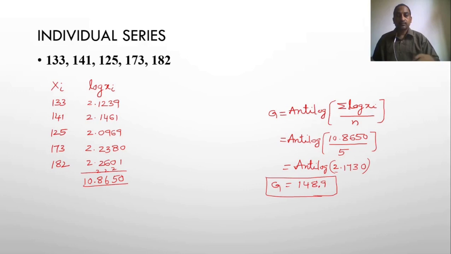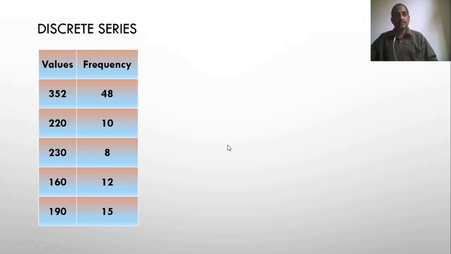148.9, right? So now we go for how to calculate geometric mean in discrete series. Very simple here also. So let us see how to calculate geometric mean in discrete series. The values are what we call xi, and the frequencies are fi, right?